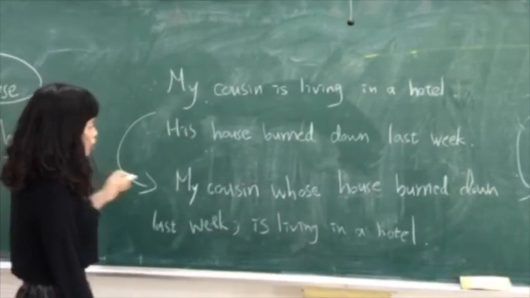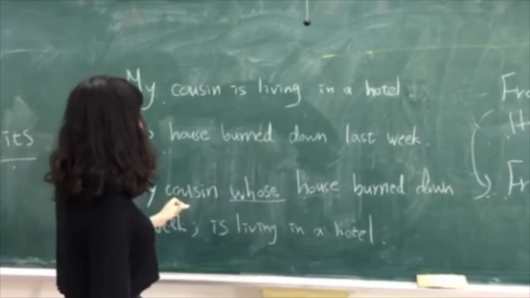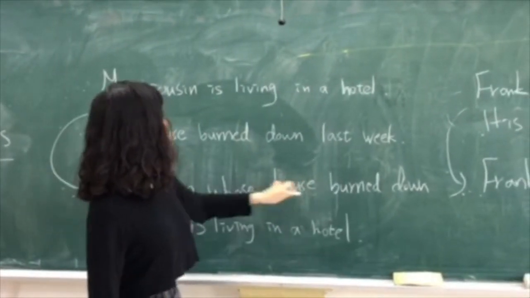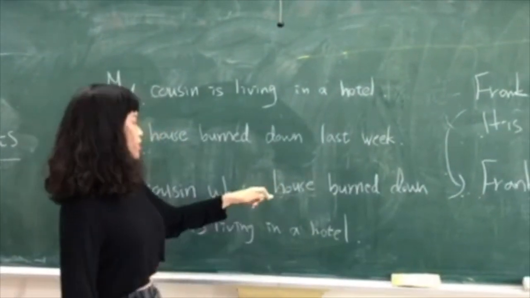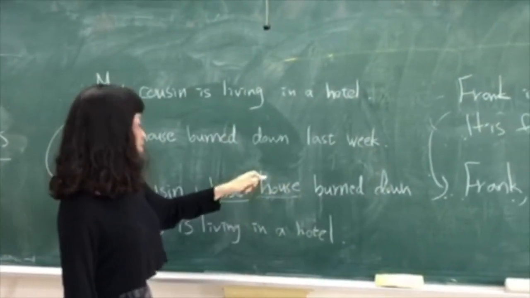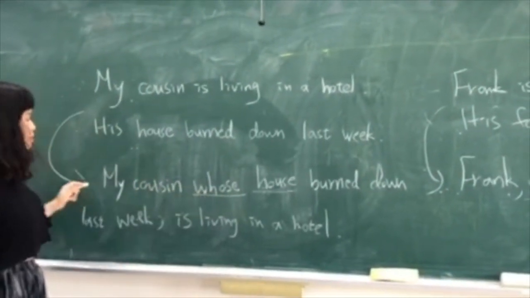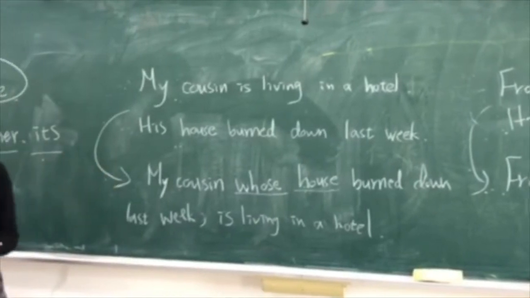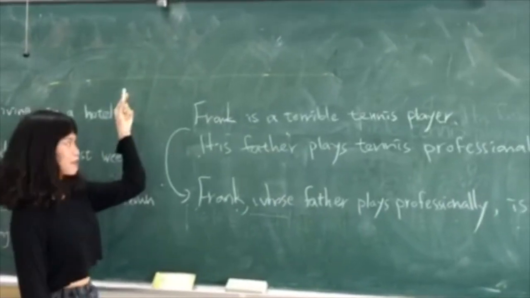So we use whose here to show the possession of house. My cousin possesses this house. This house belongs to my cousin. So we use whose here to combine these two sentences. Is that alright? And here's example 2.